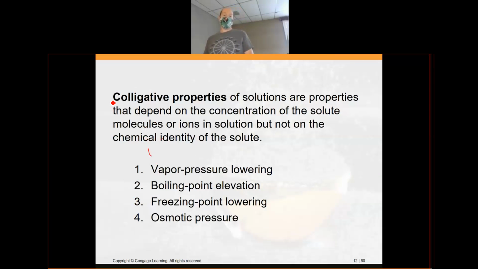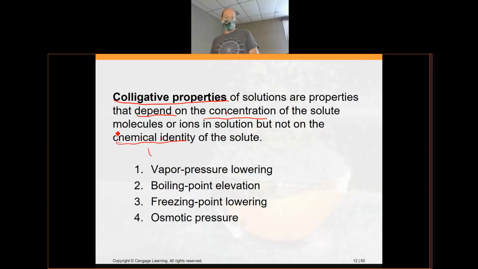All right, colligative properties. So colligative properties means the answers that we're going to get for boiling point, freezing point, osmotic pressure, vapor pressure lowering, these four down here, only depend on the concentration. It does not depend on the chemical identity. All right. This is a little misleading because it does depend on ions in solution.